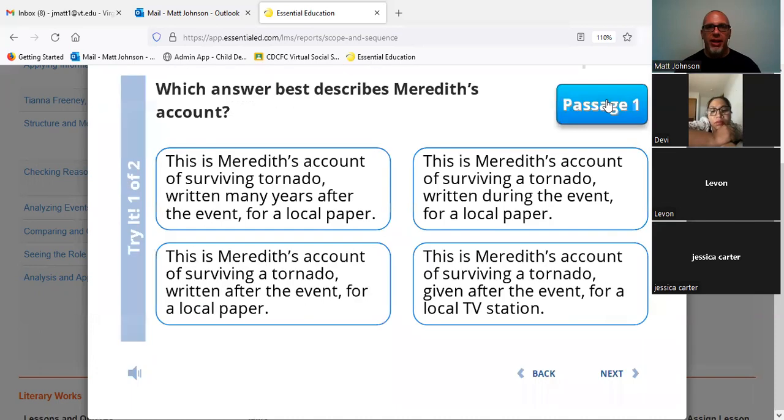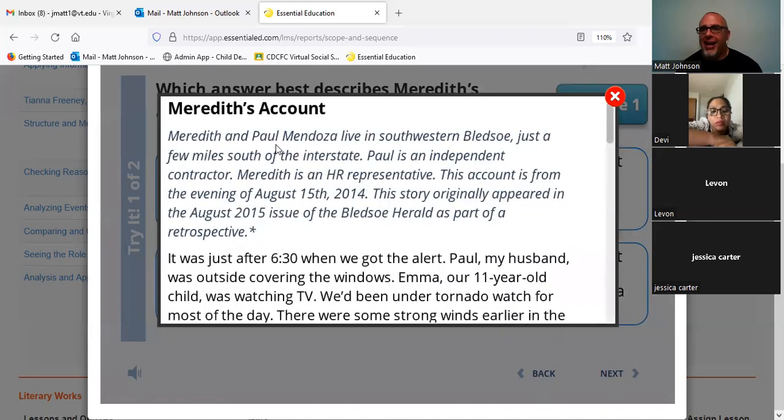So looking at our question here, which answer best describes Meredith's account? Here it's Meredith's account of surviving a tornado, written after the event for a local paper. Oddly enough, or maybe fortunately, they tell us all that in the beginning before we have to read the article. It doesn't tell us what the account is about. That's the only thing we really have to read for.